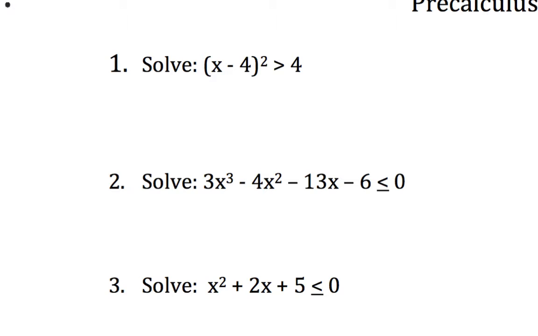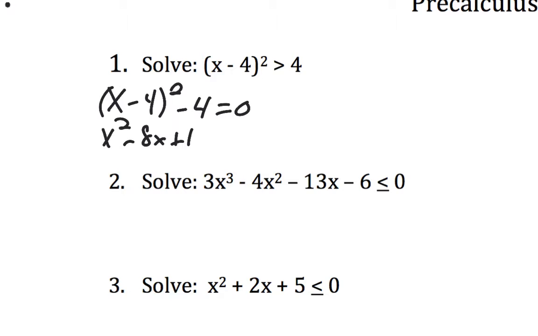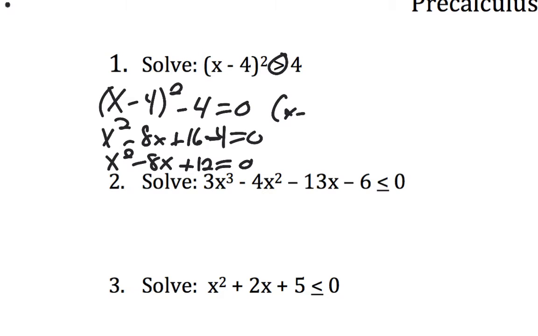And so what I need to do is set it equal to 0 to start with. Hopefully you did that. And we'll just set it equal to 0. I need to distribute all this, so this is going to be an x squared minus 8x plus 16 minus 4 equals 0. So that's x squared minus 8x plus 12 equals 0. So I know up here it's an inequality and I changed it to an equal. That's okay. And then this factors as (x minus 6)(x minus 2).